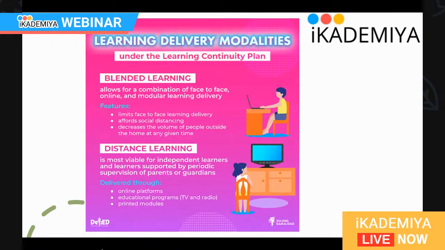Now, when we talk about distance learning, we will encounter prominent terms such as independent learners, because it promotes independent learning, and then they will be supervised by their parents and guardians. Now, what will be supervised? The most prominent thing that will be supervised is the use of modules.